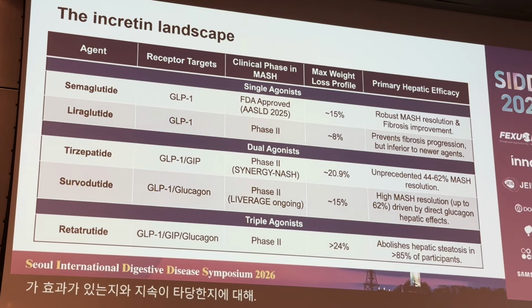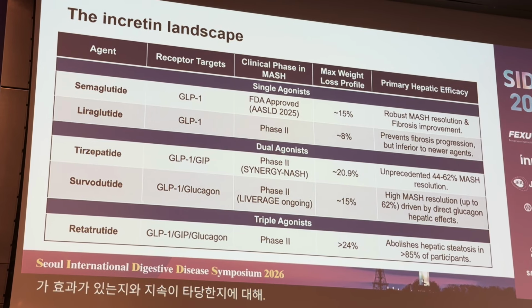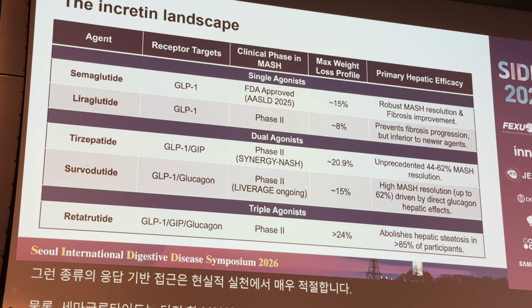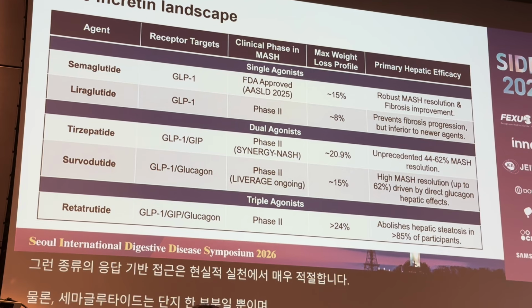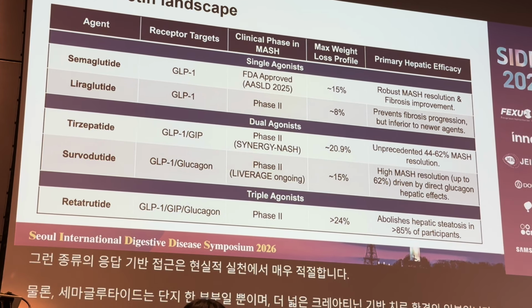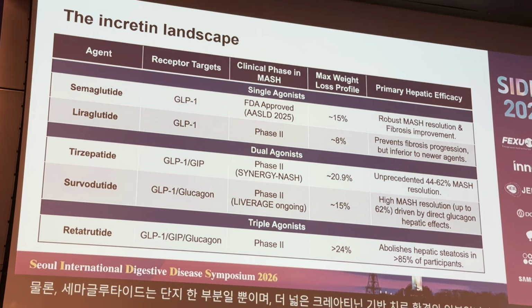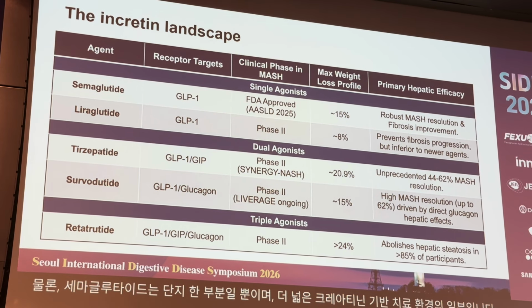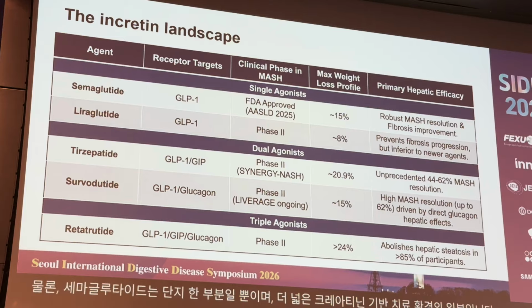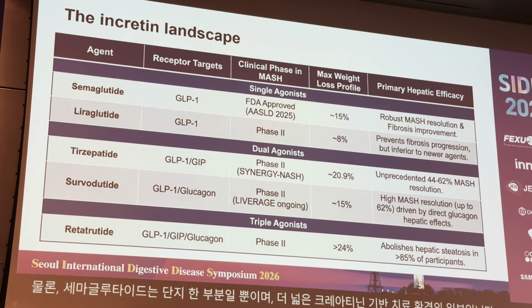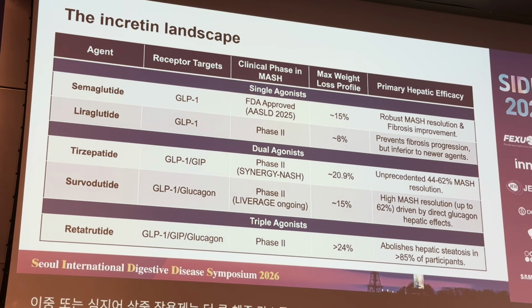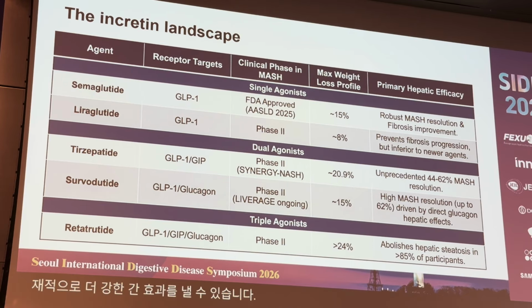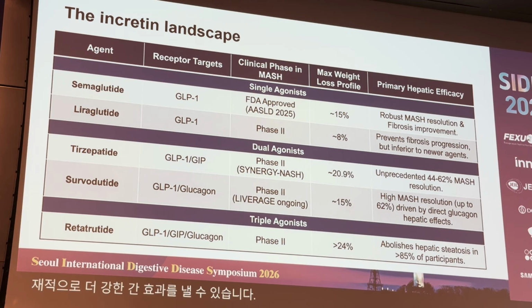Of course, semaglutide is only one part of a broader incretin-based treatment landscape. Dual or even triple agonists may achieve greater weight loss, in some cases approaching 20 to 25%, and potentially stronger hepatic effects. We still need more mature data, but these agents are likely to further expand treatment options in MASH patients.